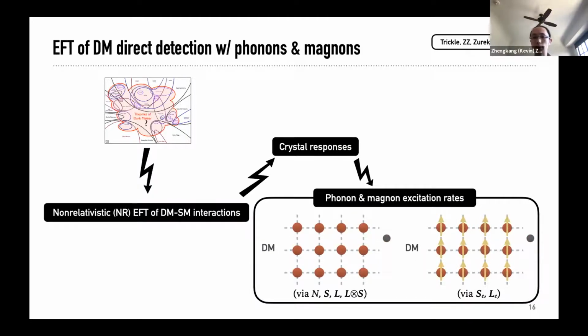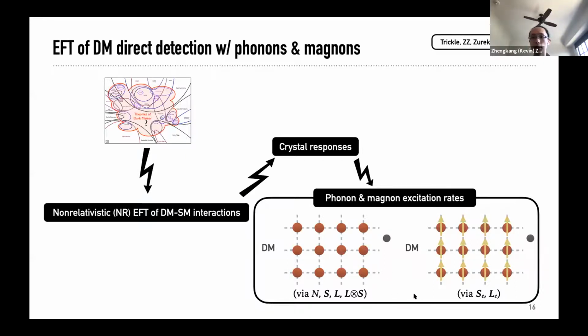And the final step is to use these crystal response functions in the detection rates calculation. So from here, we can calculate the phonon and magnon excitation rates. Importantly, phonons can in principle be excited via any of these responses, because as long as the dark matter couples to something in the crystal, it can in principle shake the crystal to produce phonons.